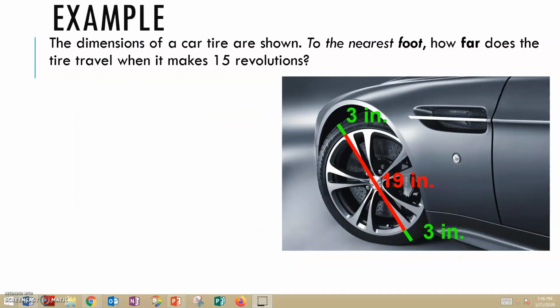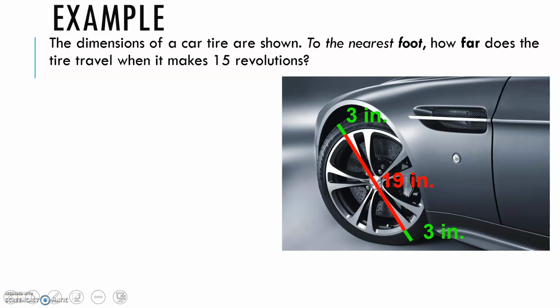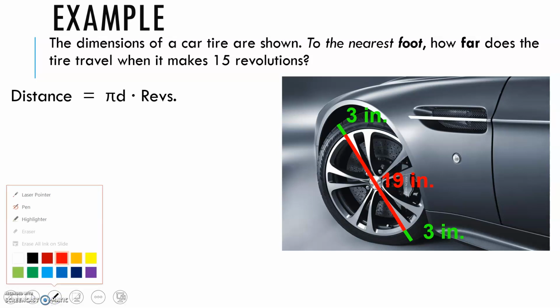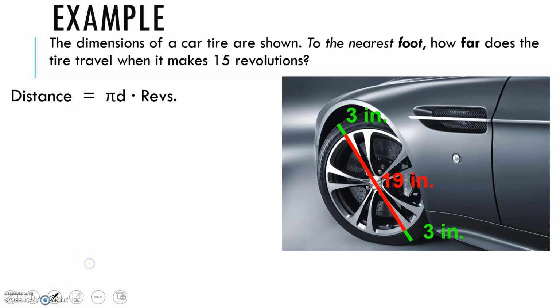So we're going to use that formula on this example here, and it says that the dimensions of a car tire are shown, and to the nearest foot, how far does each tire travel when it makes 15 revolutions? Alright, so we're going to use the formula distance is equal to pi times diameter times the number of revolutions. And as you can see here, we can get the diameter by adding up these three numbers. The 19-inch is the size of the rim itself, plus the 3 inches from the tire on each side. And that gives us a diameter of 25 inches.